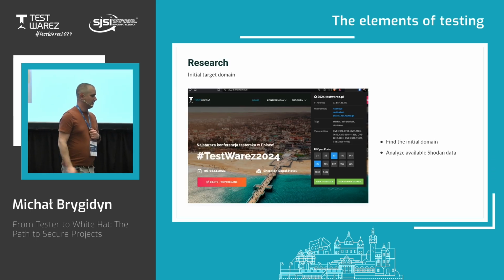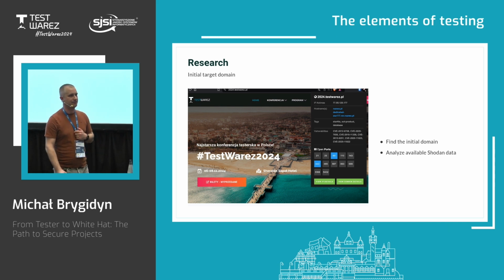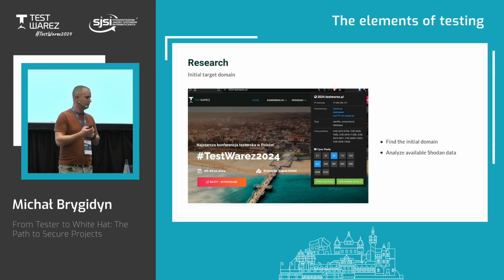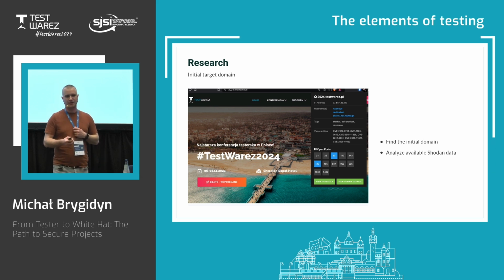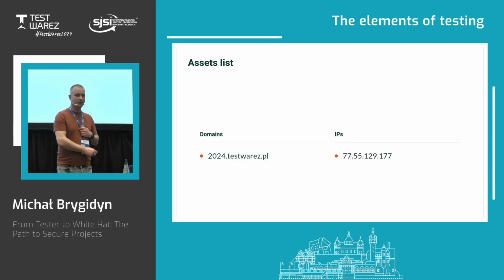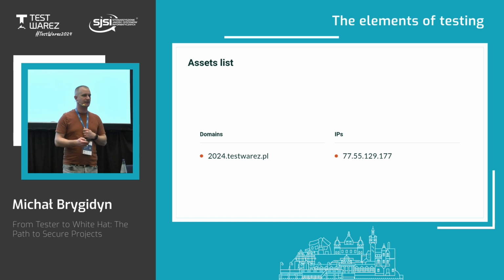Example research. Let's go to a random website and install a Shodan add-on. The Shodan add-on shows you things like the IP of that website, open ports, etc. And let's start building an asset list. We already have one domain. That's our domain. We have one IP that is behind that domain.